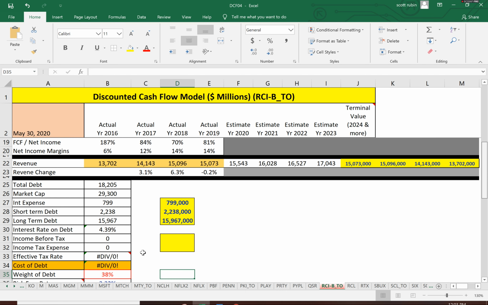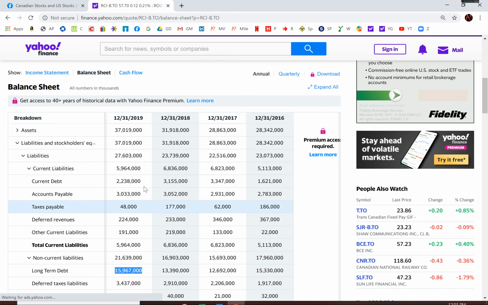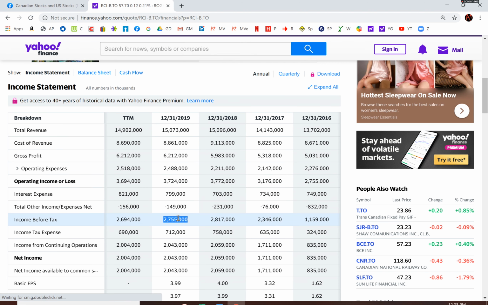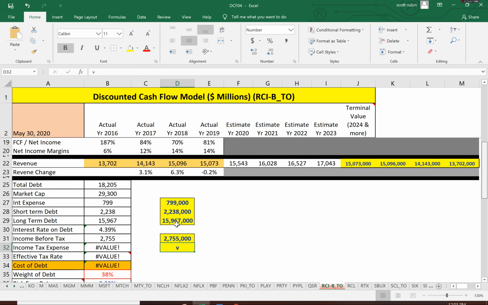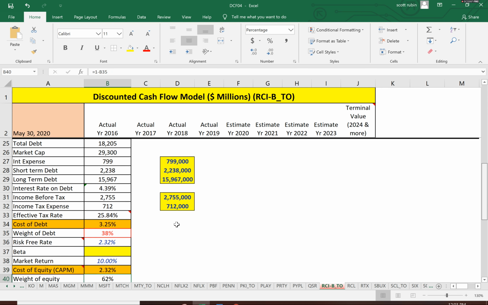So they pay 4.39% on their debt, but debt is tax deductible, so the interest payments are too. So we need to figure out the effective tax rate. So the income before tax is 2.8 billion and the income tax is 700 million. So the effective tax rate is 26%. So when we discount the interest payment, the cost of debt is 3.25%.